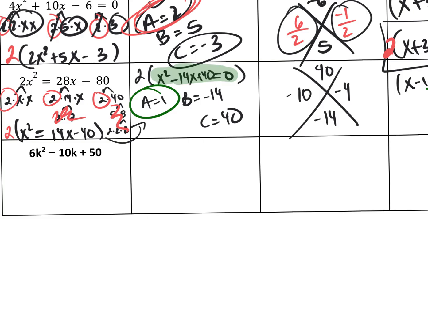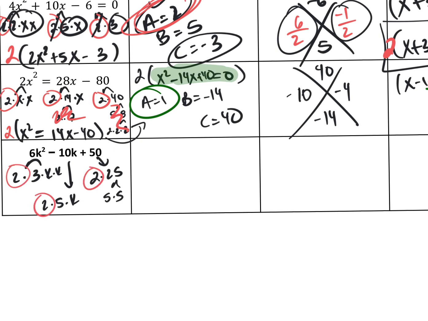Okay. Last question, I have 6, which is 2 times 3 times k times k. 10 is 2 times 5 times k. 50 is 2 times 25. 25 is 5 times 5. So it looks like we have a common 2. So when I take out the 2, I have 3k squared minus 5k. This is gone, so this is 25. Where this is A, B, and C.